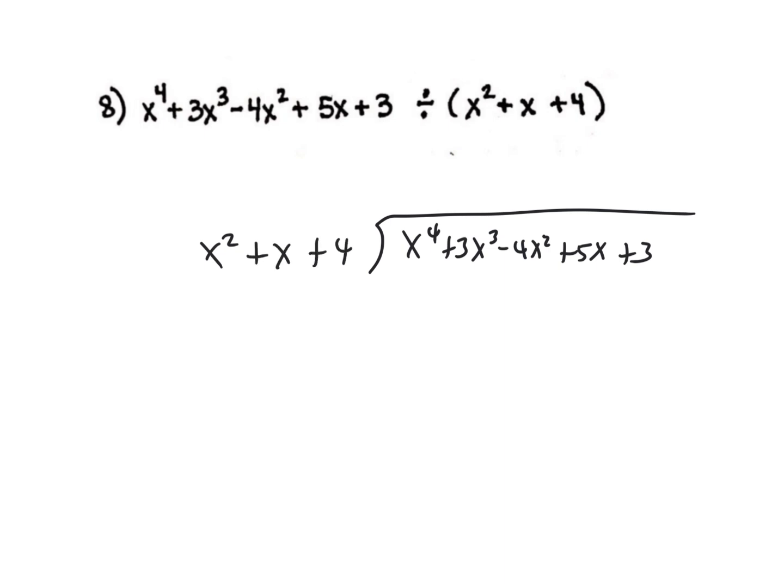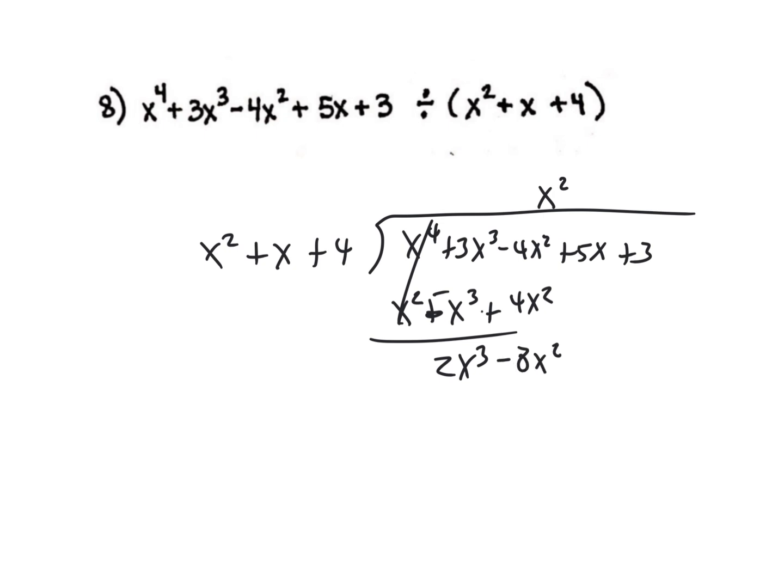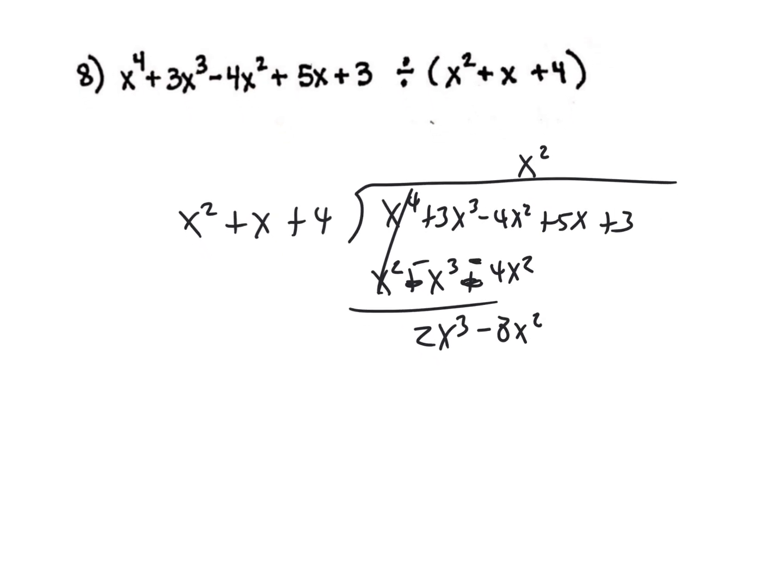X squared times what goes into or turns into x to the fourth? Well, that would be another x squared. Put it above the other x squared. I end up with x squared plus x to the third plus 4x squared. Subtracting all this, which really means changing the sign, that would become 2x cubed minus 8x squared. Let's be careful, that becomes that. Let's drop this down. We end up with plus 5x.